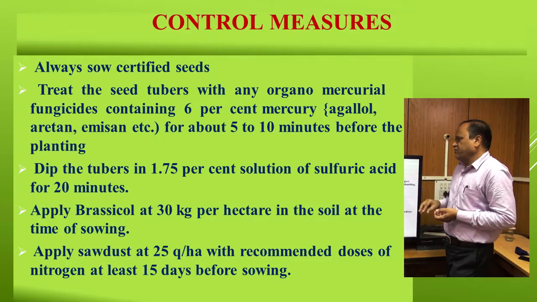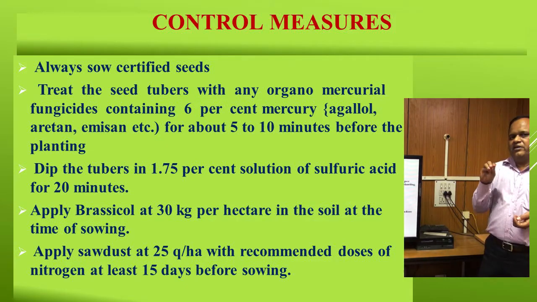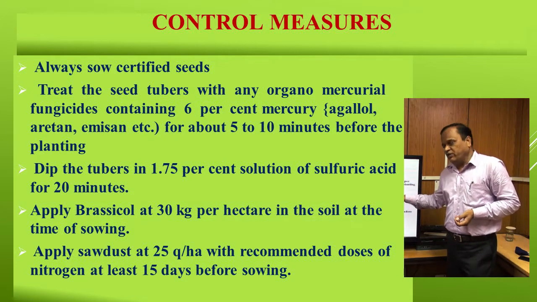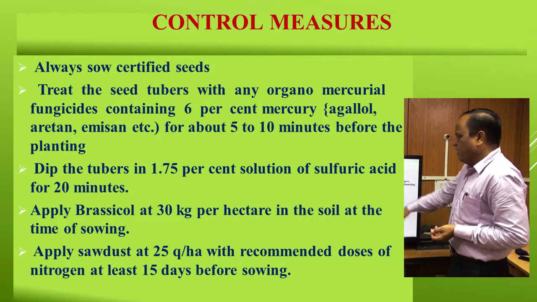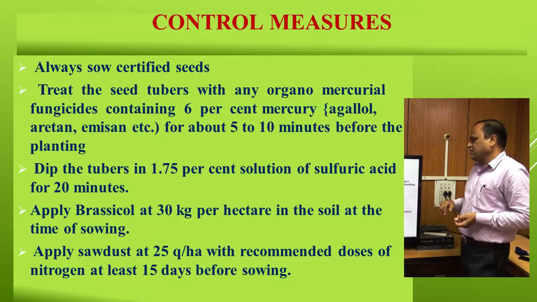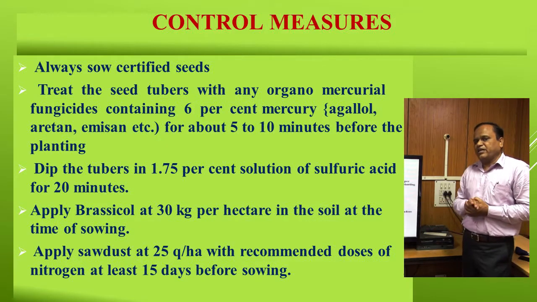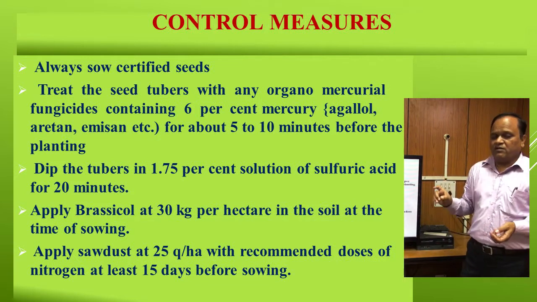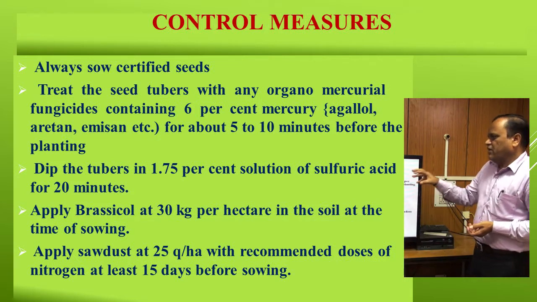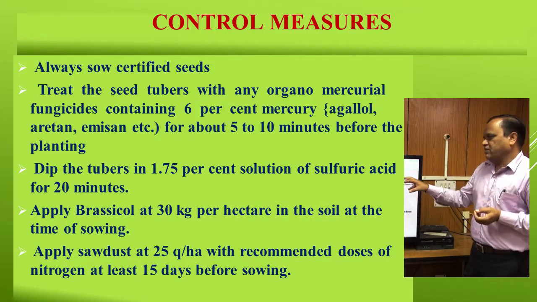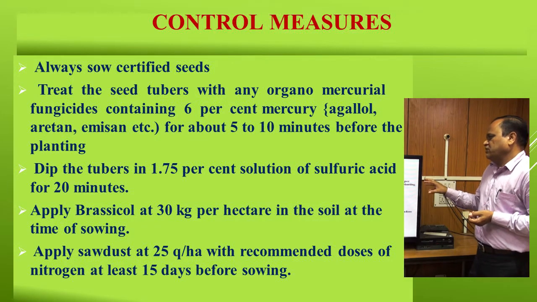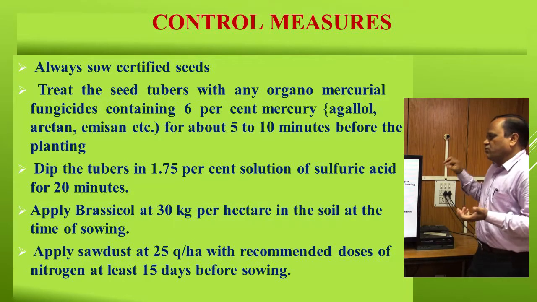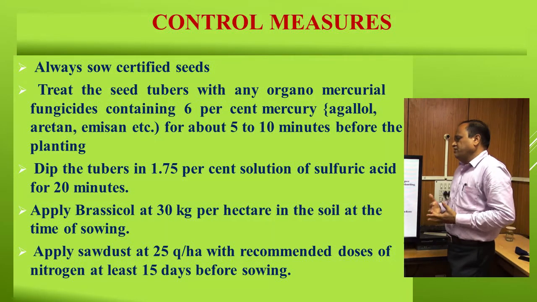Now dip the tubers in a 1.75% solution of sulfuric acid for 30 minutes. Apply Brassicol at 30 kg per hectare in the soil at the time of sowing, as it is also a soil-borne disease. So if you apply Brassicol at 30 kg per hectare in the soil, then the spores inside the soil will be killed.